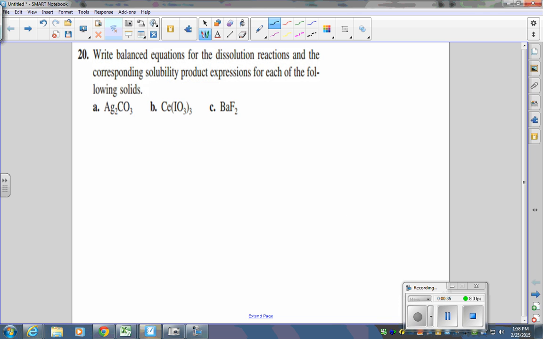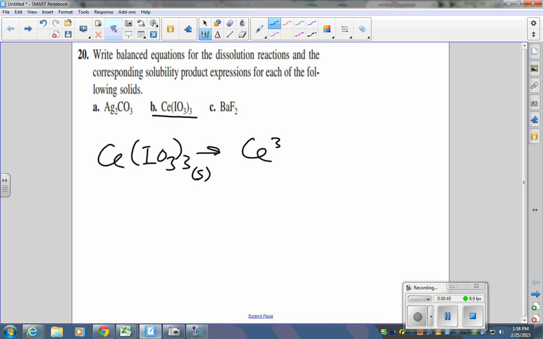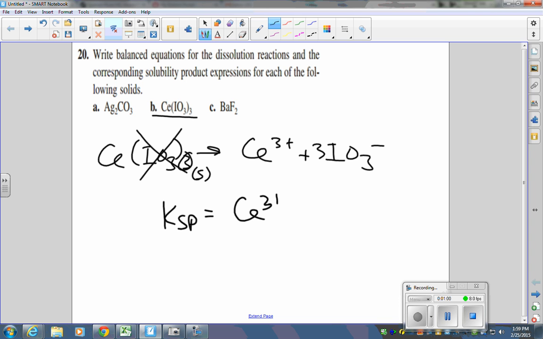When I go to do B, it's going to be Ce(IO3)3. That's my solid. That's going to break up into Ce3+ and IO3-, but there's 3 of them because note the subscript. Remember, that's what helps you determine the number of ions it's going to break into. We don't include the solid in the expression, so KSP is equal to the concentration of Ce3+ times IO3- cubed. There's my equilibrium expression for that.